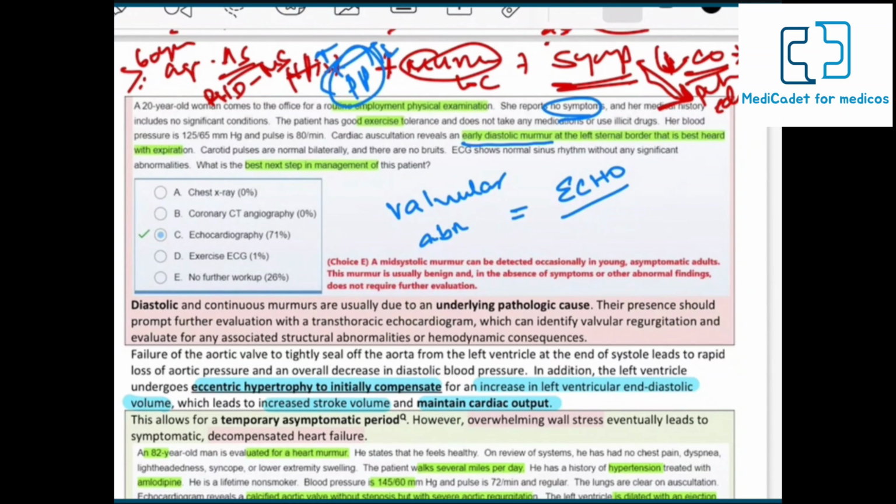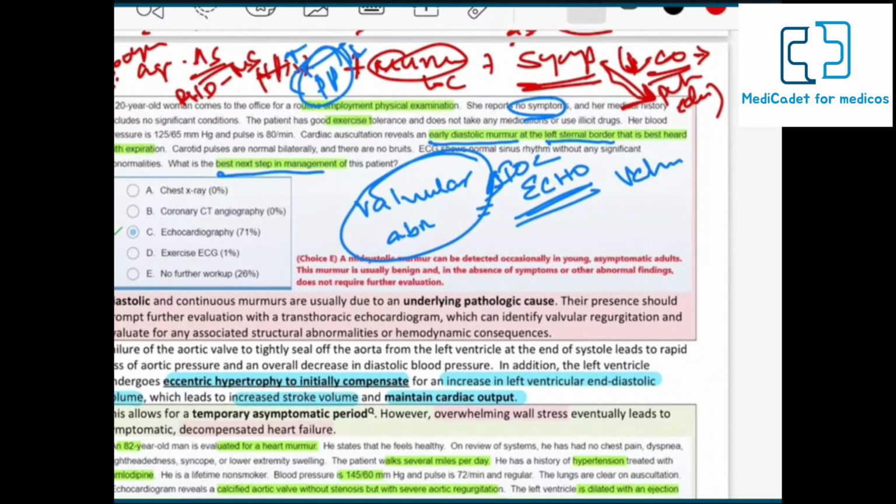The murmur: early diastolic murmur, left sternal border. So I think a diastolic murmur in the left sternal border is going to be the aortic regurgitation murmur. But the question is not even about that. What is the best next step? I always told you, for valvular abnormalities, the investigation of choice is always echo, for any valvular disease or any treated valvular disease looking for a complication. Everything, echo is the investigation of choice, and the treatment will usually be valve replacement surgery.